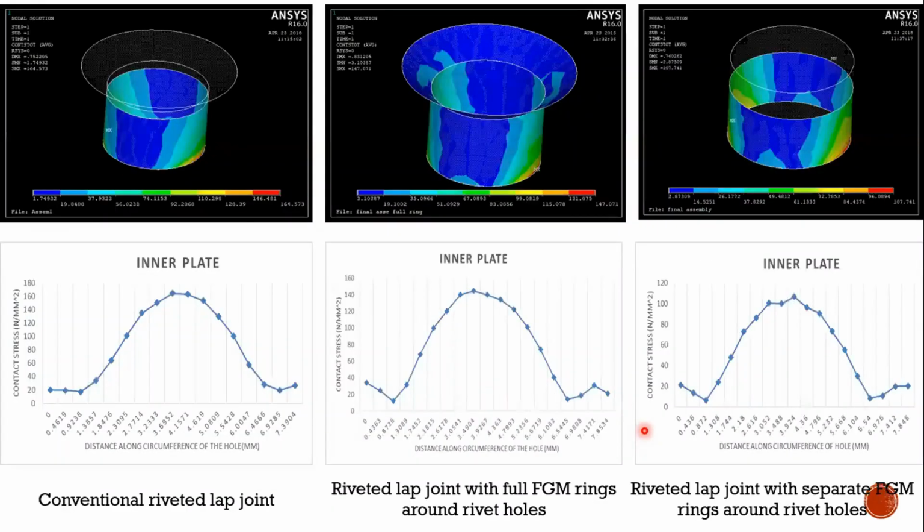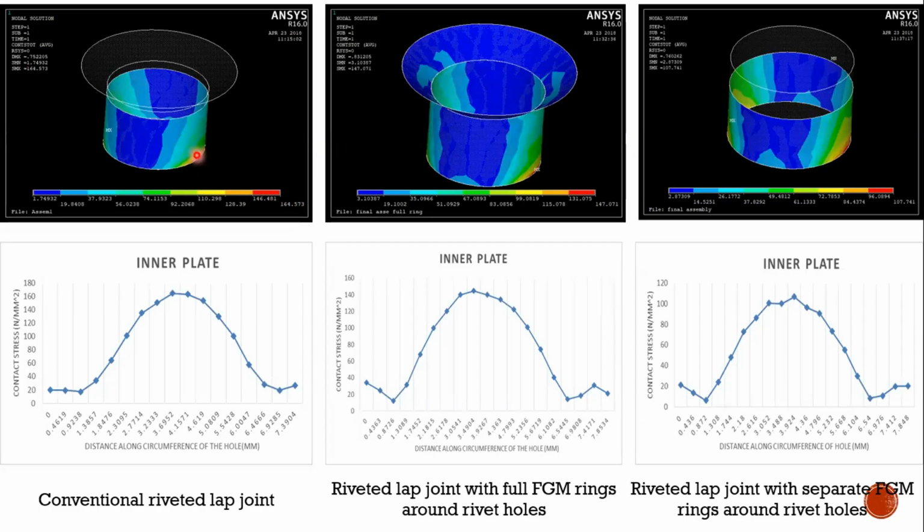And after that, this is our visualization and validation part. For conventional lap joints, we saw that inside the inner plate we have some riveted lap joints where we are getting 164 MPa of stress concentration happening at these particular points.